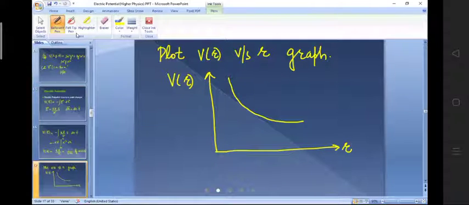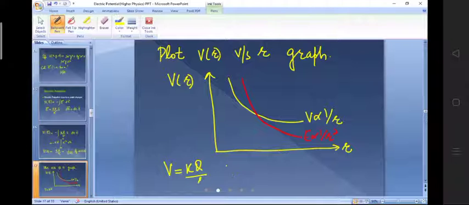But there will be a slight difference between the field graph and the potential graph. If this is the potential graph, the field graph will be something like this, because here the potential is proportional to 1 divided by r, and here the field is proportional to 1 divided by r square. The reason is that the electrostatic potential due to a point charge is equal to KQ divided by r, and the field due to a point charge is equal to K multiplied by Q divided by r square.